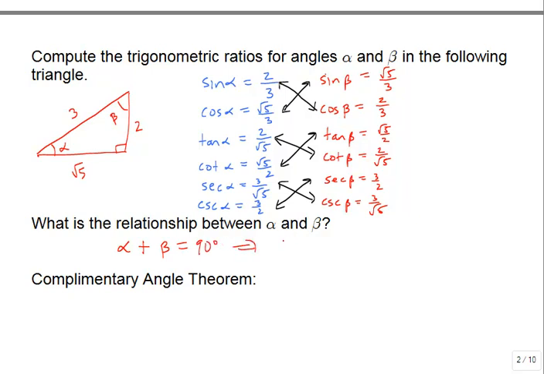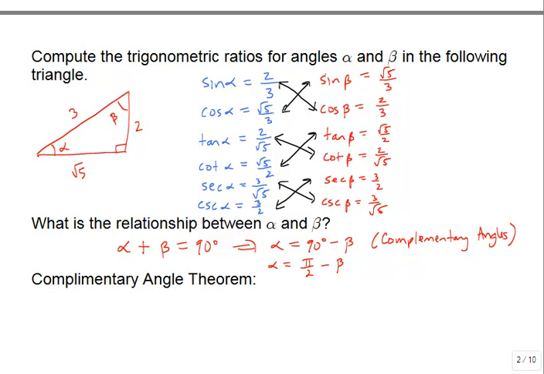If you want to write that in another way and solve this for alpha, we could subtract the beta to the other side, and that means alpha is 90 degrees minus beta. If you're using radians, this could be written as alpha is pi over 2 minus beta, and that's the definition of what we call complementary angles. Any two angles that add up to 90 degrees are called complementary angles.